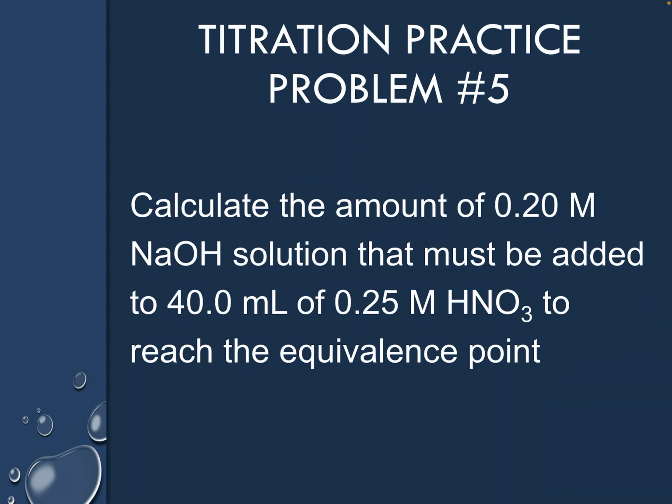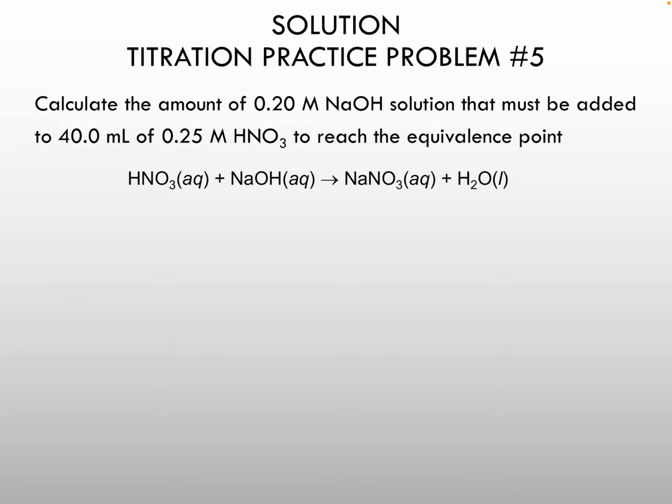All right, one last type of problem for our strong acid, strong base titrations. We'll cover more titration-related problems in the next lecture, but one more for our strong acid, strong base titrations is figuring out how much base you need to add to get to the equivalence point. So here we have 0.2 molar sodium hydroxide, and we're adding it to 40 milliliters of 0.25 molar nitric acid, and I want to know how much to get to the equivalence point.